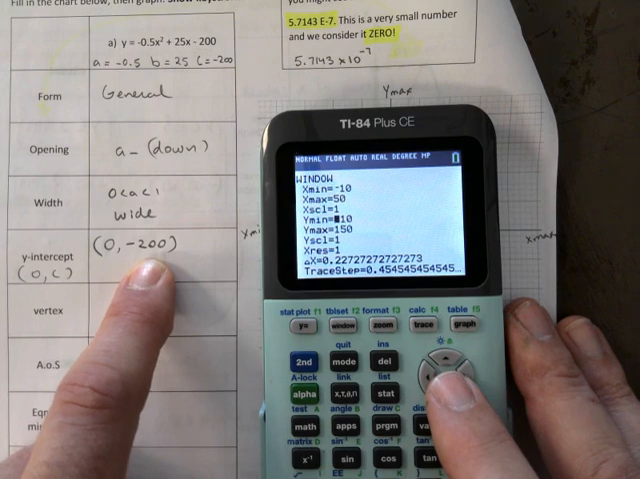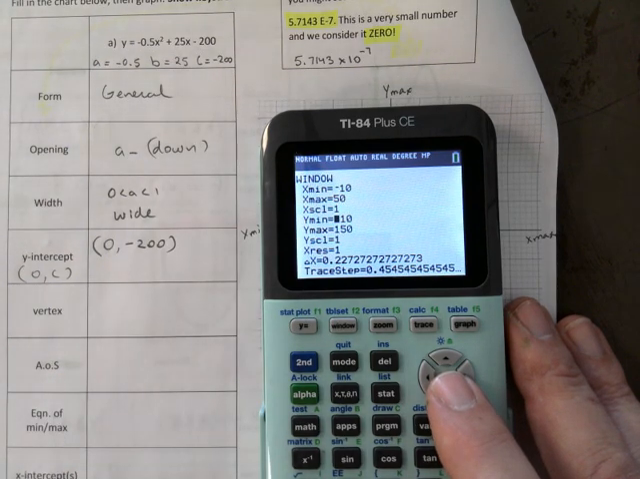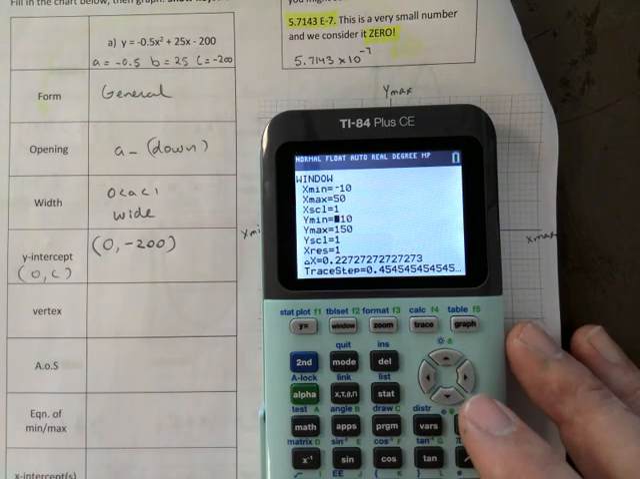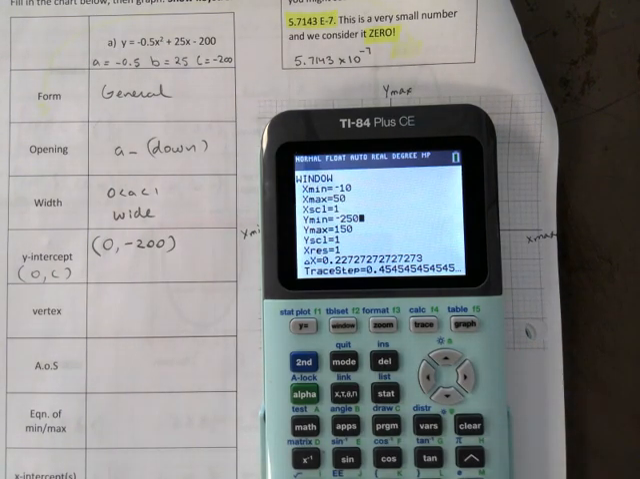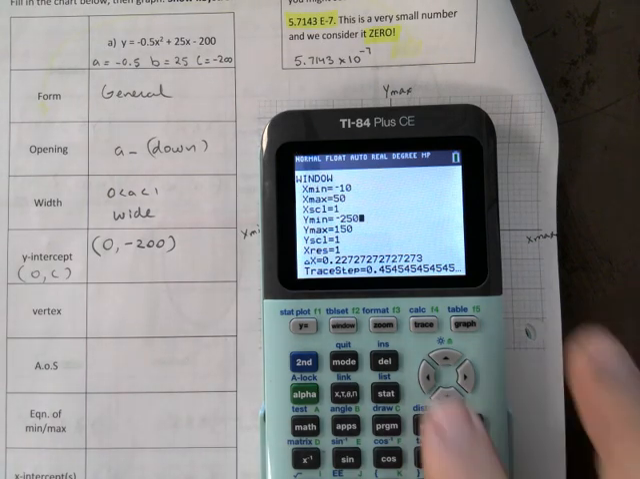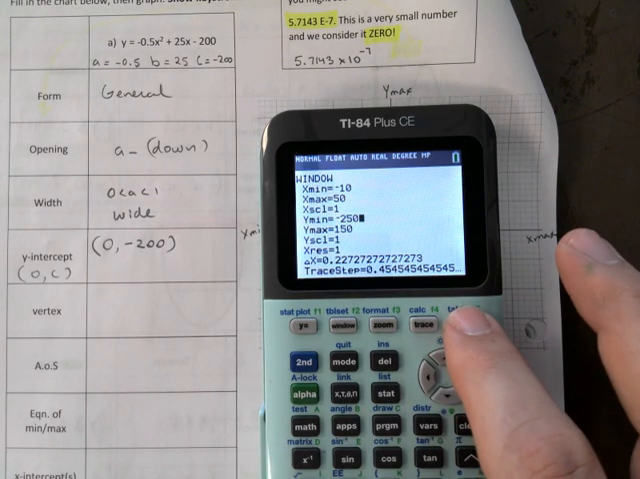Let's go 250, like not exactly bang on 200. We're going to go a little lower. Minus 225, minus 250, negative. Okay, negative, not minus. Sorry, my bad. Because you're going to get an error if you use minus. Hit graph again.